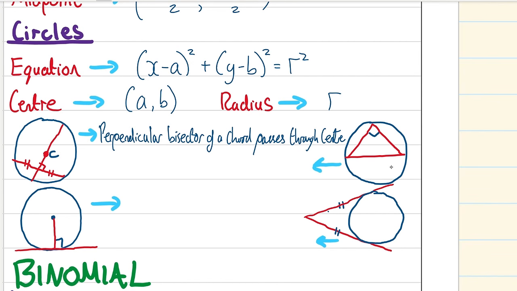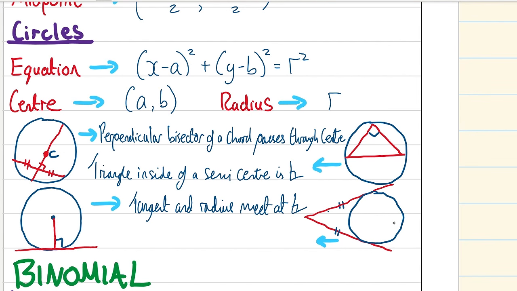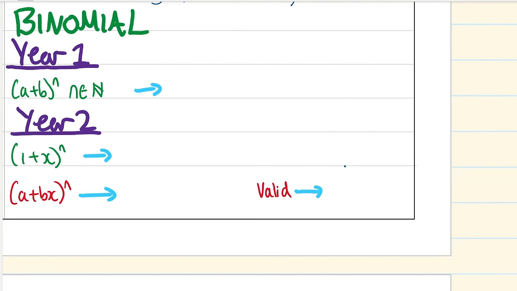And this one over here on the right, this is that if you have a triangle inside of a semicircle, it will be a right angled triangle. And this one over here is that a tangent and radius meet at 90 degrees. And the final one here looks like a party hat. That is that two tangents, if they intersect, will have the same distance to the circle.